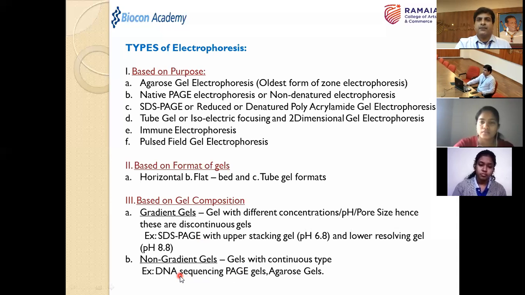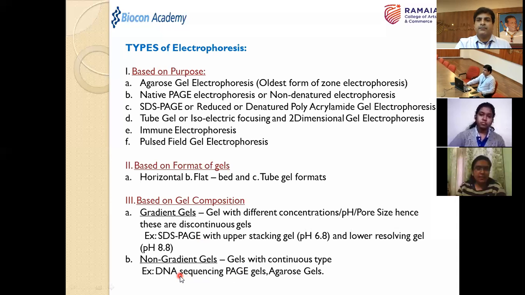Sir, what is the purpose of immunoelectrophoresis and pulsed field gel electrophoresis? Yes, we are going into detail. The next topic is going to be a detailed discussion of all these techniques. For the time being, you should understand how electrophoresis techniques can be classified based on the purpose, based on the format, and based on the gel composition. If somebody says this is a gradient gel, then now you know what a gradient gel is. That is, it has different regions with respect to concentration, pH or pore size. Okay. Is it clear now?